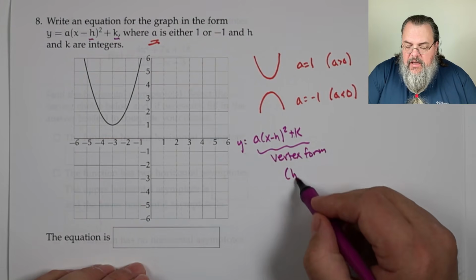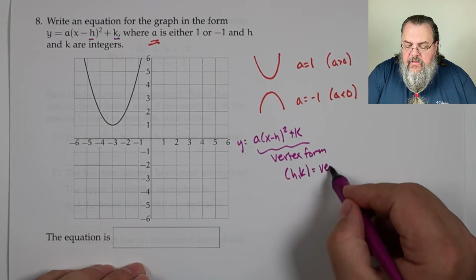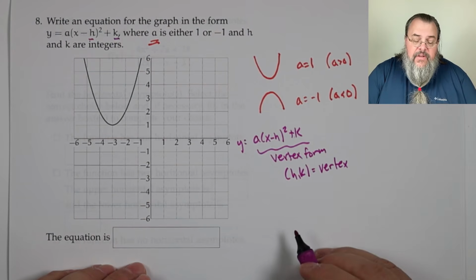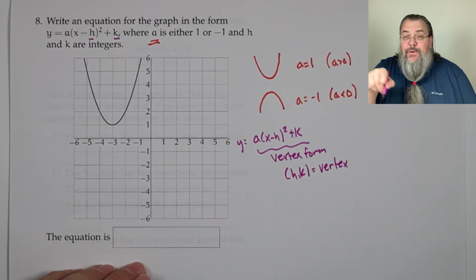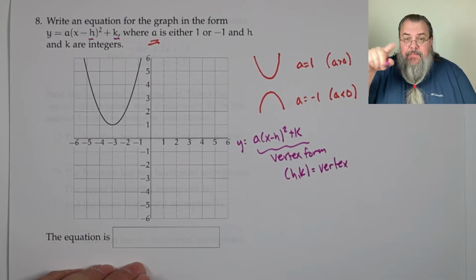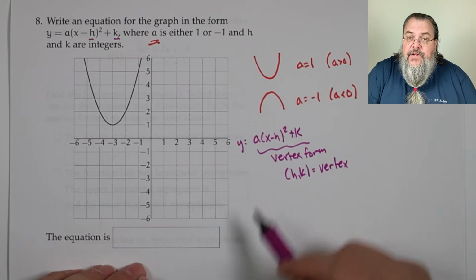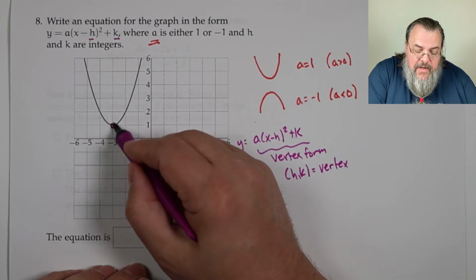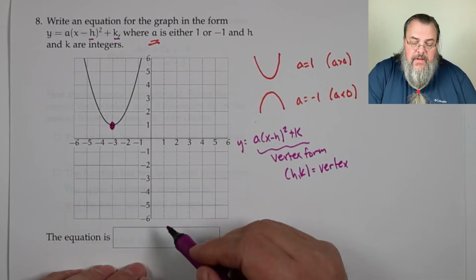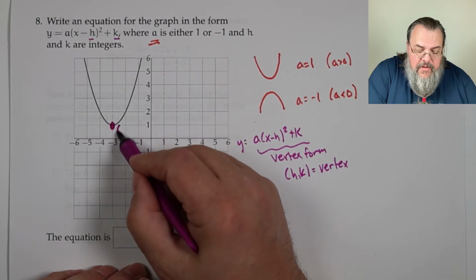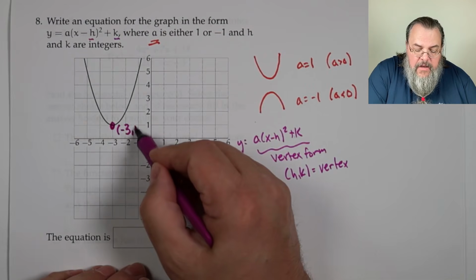And (h, k) is your vertex. Now, what is the vertex? It's either the very bottom point or the very top point, depending upon whether you're opening in one direction or the other. So your vertex is over here. What's that point? It's at (-3, 1).